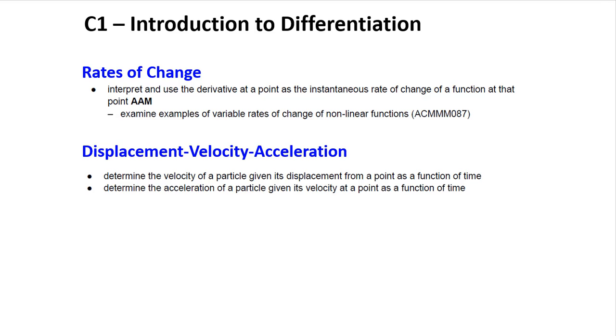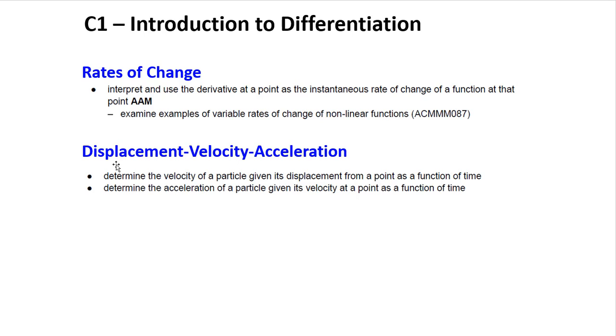Hi class, today we're going to go over the last element of the first differentiation topic in Year 11, and we're going to look at rates of change today. What that means, how to calculate the average rate of change of a function between 2 points, how to work out the instantaneous rate of change at any point, and that'll be using differentiation.